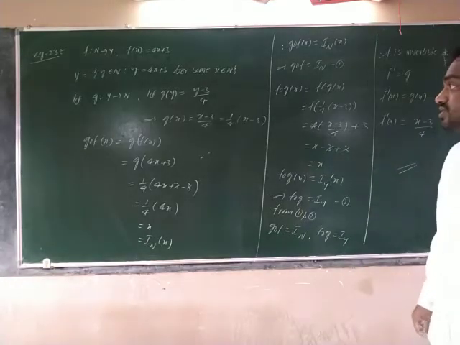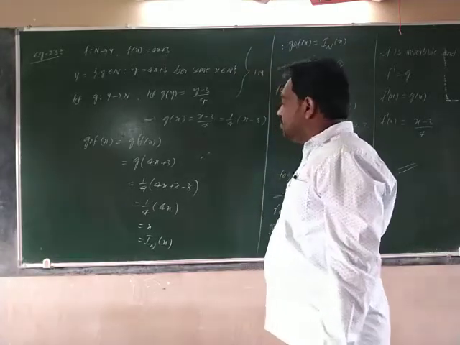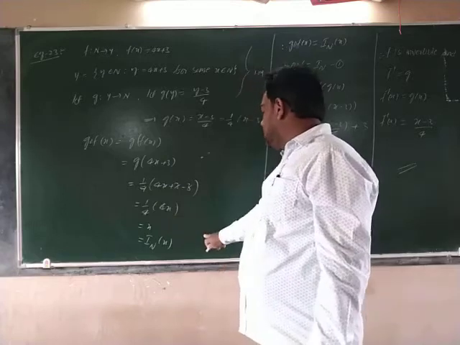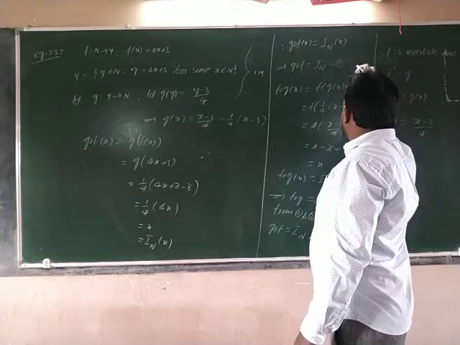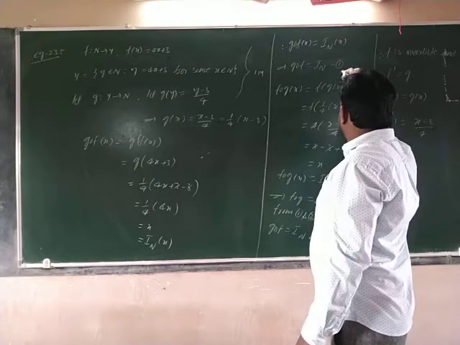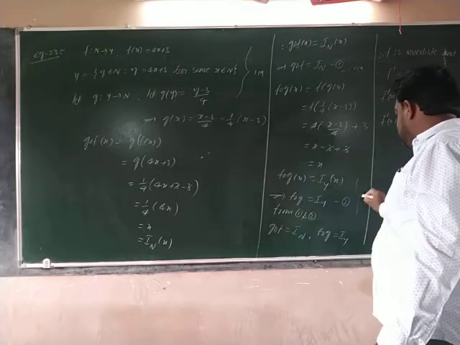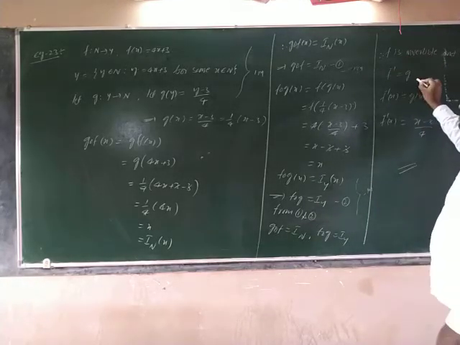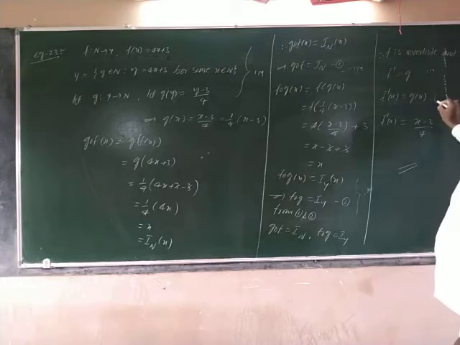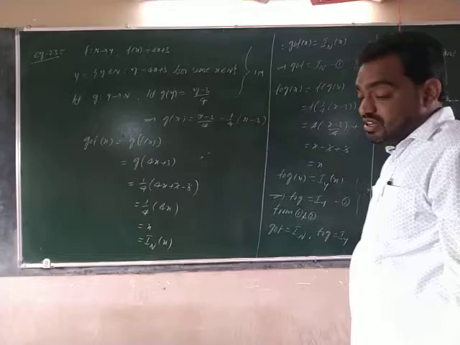How they are dividing the marks, you see: for the assumption, 1 mark. For doing g circle f of x equal to identity, up to equation number 1, they are giving 1 mark. Next, for f circle g, 1 mark. Next, for writing f is invertible function and f inverse is equal to g, 1 mark. For writing this answer, 1 mark. Like this they are divided. Right? So this is the 5 marks question, important.